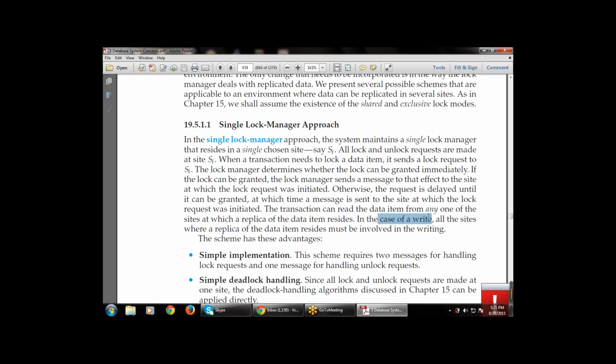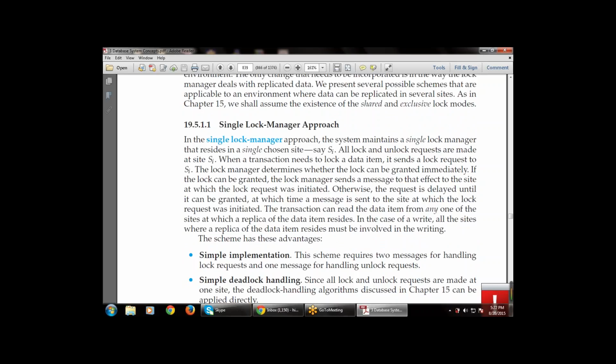And in case of a write, all the sites where a replica of the data item resides must be involved in the writing.